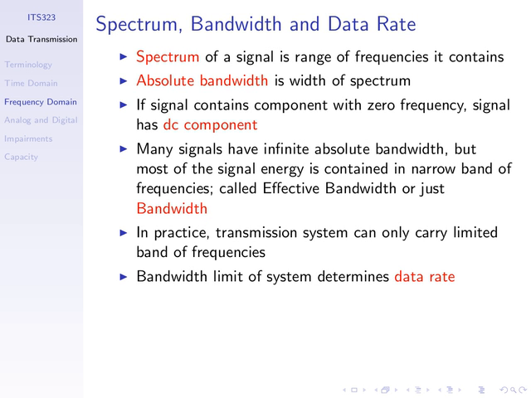The bandwidth limits the data rate of our system. Data rate is measured in bits per second, bandwidth measured in hertz, and there's some relationship. Turns out in general, the larger the bandwidth, the faster we can send our bits, the higher the data rate. We'll show the relationship.